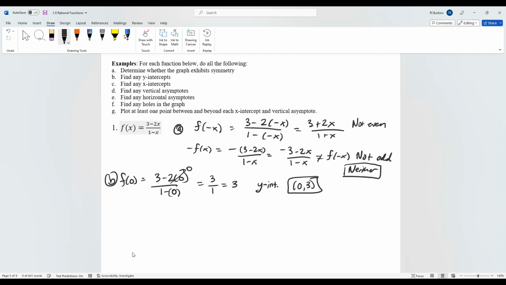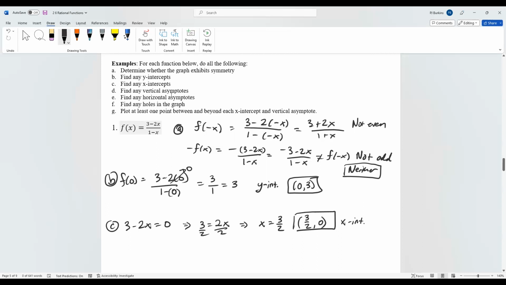Okay, so far we've got symmetry. We've got the y-intercept. We find the x-intercepts by setting the numerator equal to 0 and solving. Well, this isn't too much of a challenge, right? We move the 2x to the other side by adding, and then divide by 2. So we get x is 3 halves. Or if you'd rather, the point is 3 halves, 0. Okay? That's our x-intercept.